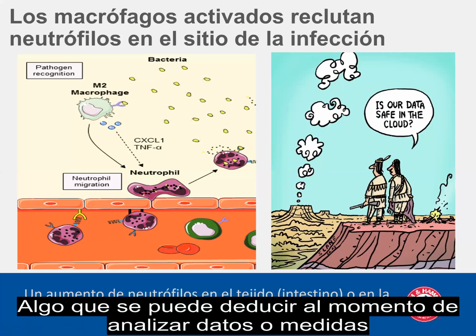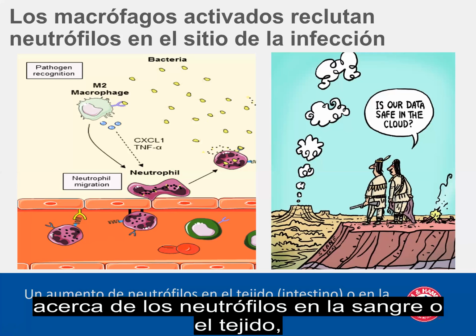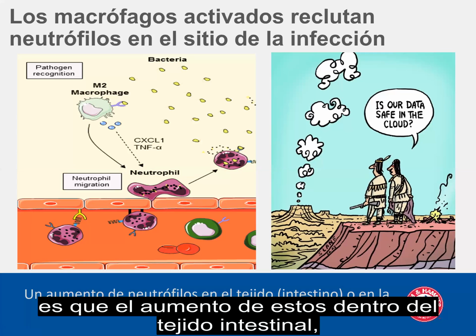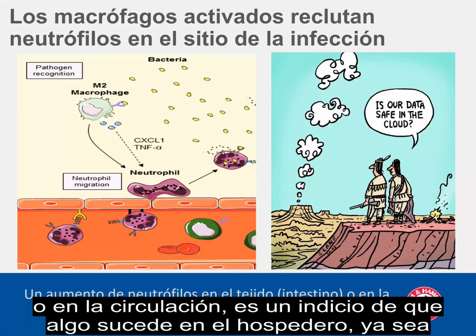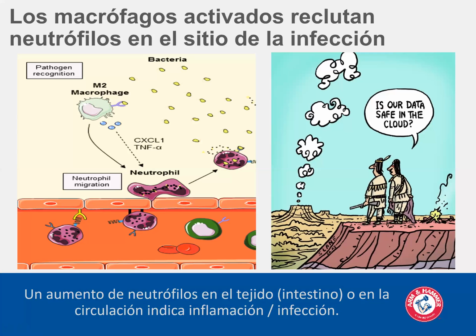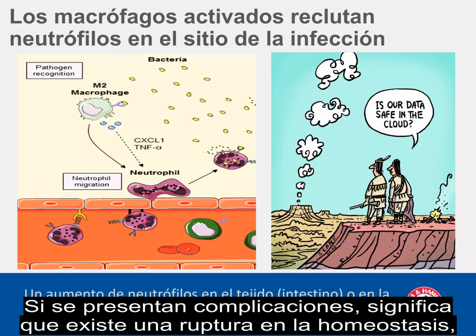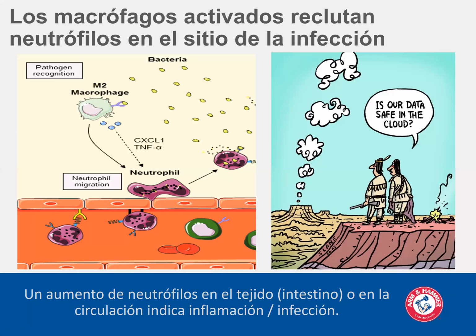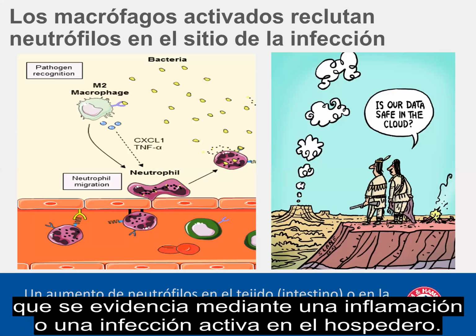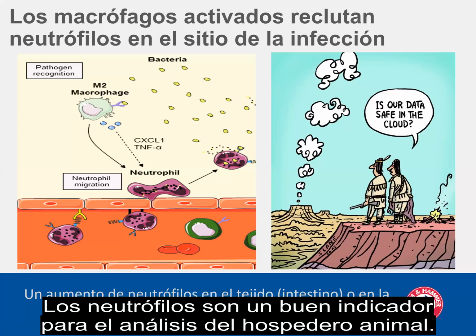But one thing that you can think about, if you see measurements of neutrophils in the blood or in the tissue, is that an increase in the number of neutrophils, let's say in intestinal tissue or in circulation, actually indicates that there's some kind of inflammation or infection in the host. So neutrophils are often used to determine the health status of the host. If they're high, then usually that indicates that there's some disruption in host homeostasis, an inflammatory response, or some active infection going on. So neutrophils are a nice cell to measure to give us an idea of what's happening in our host animals.